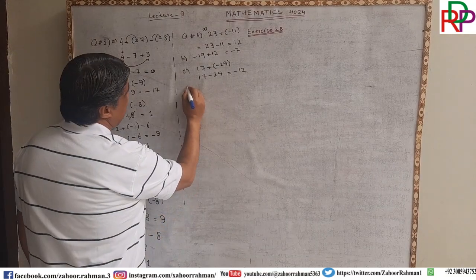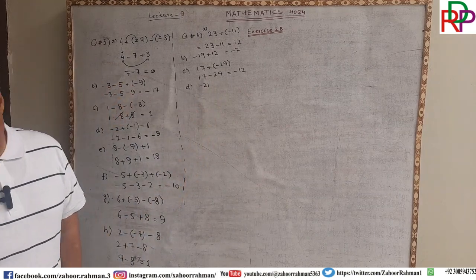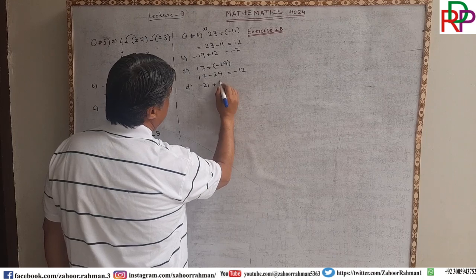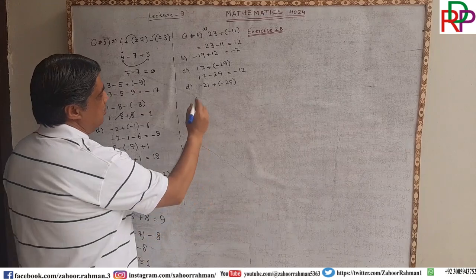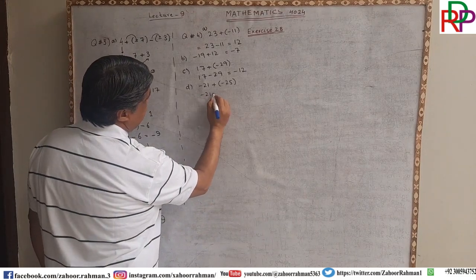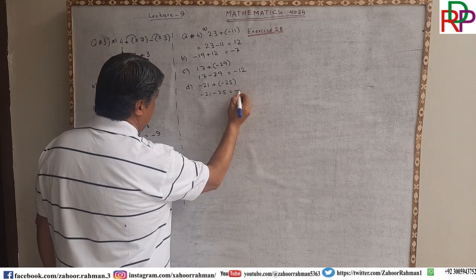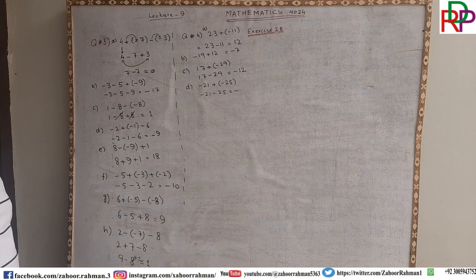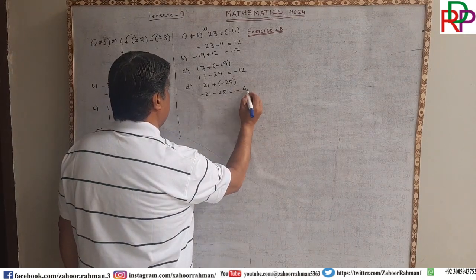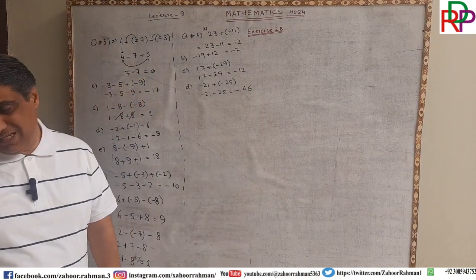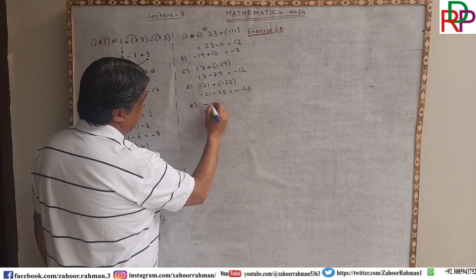D part, minus 21 plus minus 25. So minus 21 minus 25, without any hesitation, I am writing the negative symbol in the answer. And then we have to add, that will be 46. Minus 46. E part, minus 13 plus 18.